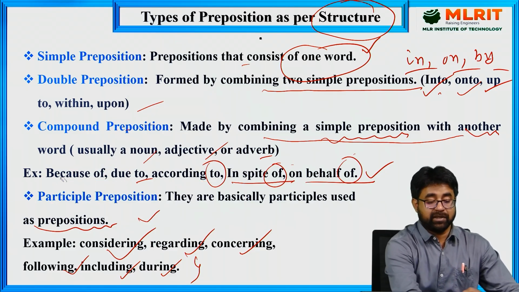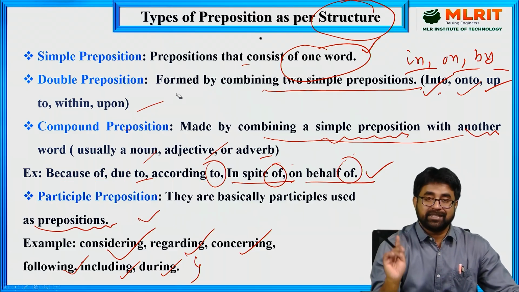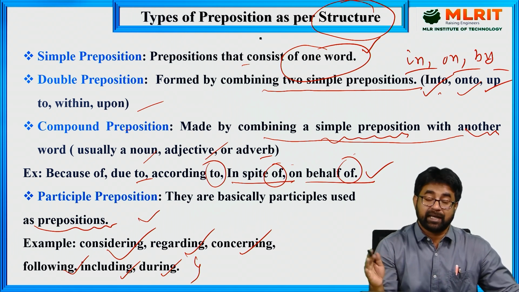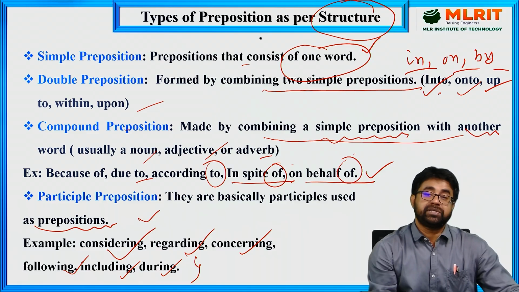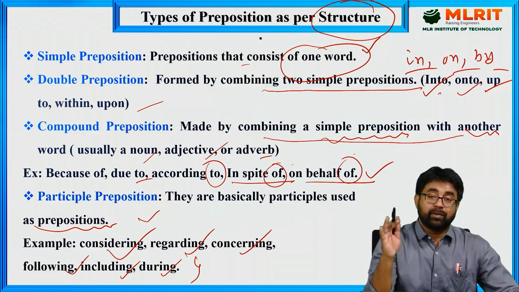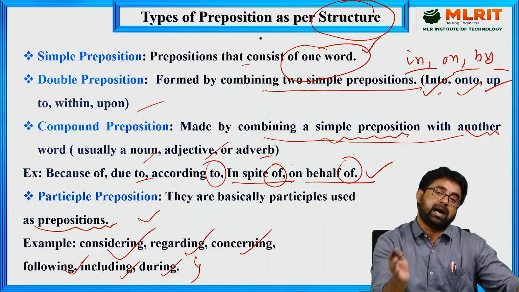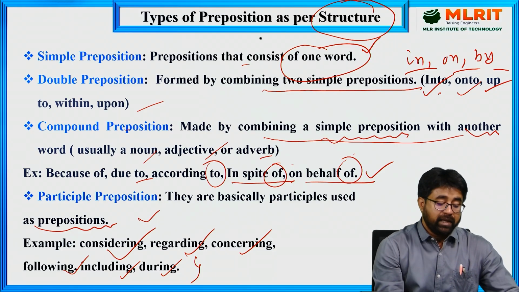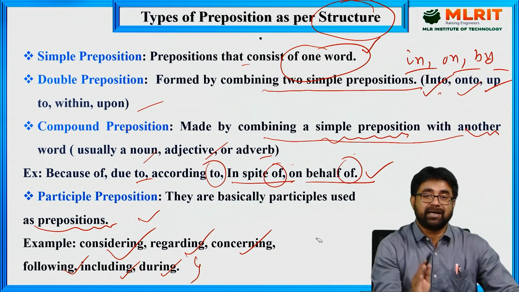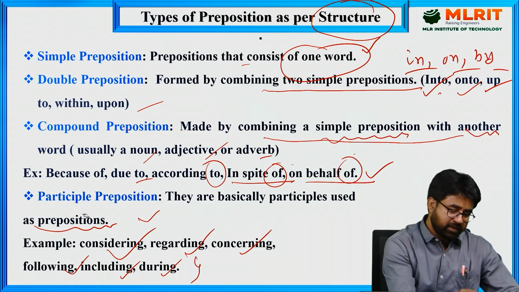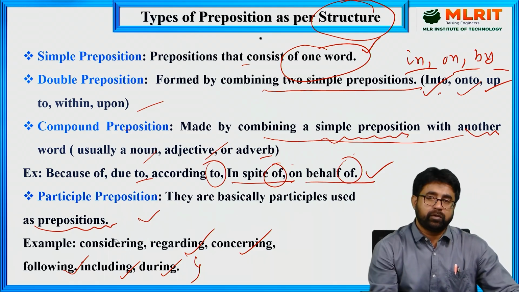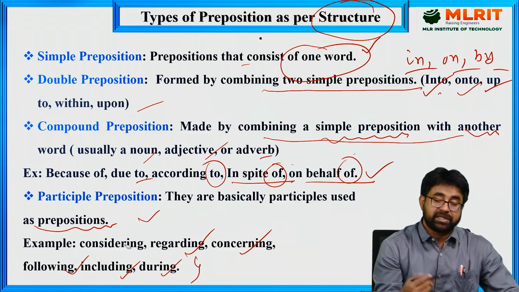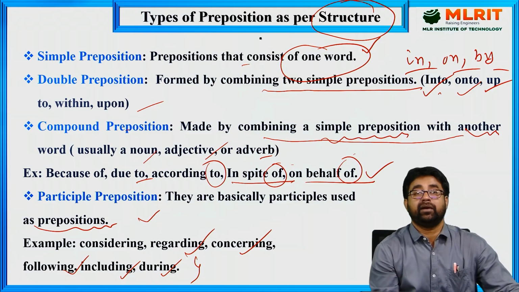So as per the structure, you can find there are 4 types of prepositions, right? As per their structure, what are those? Simple preposition, one single preposition. Double preposition, two simple prepositions come together, like you combine them. Then compound preposition. What do you do in compound preposition? You combine one simple preposition with a different word, usually a noun, adjective or adverb. And then the last type is participle preposition. What is participle preposition? The ing form of a verb. They actually work in a sentence as prepositions: considering, regarding, including, during, all these things.